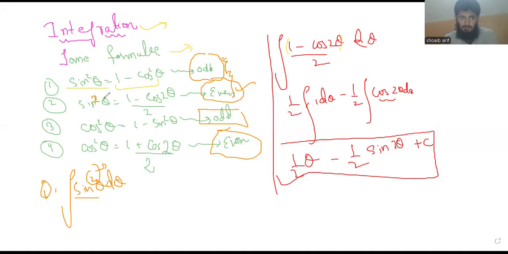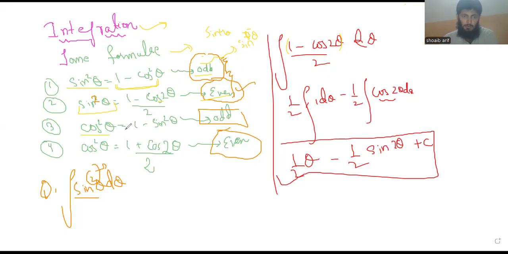Sine square theta is equal to 1 - cos square theta, and another formula is sine square theta is equal to 1 - cos 2 theta divided by 2. This formula is for odd powers of sine function, meaning sine cube, sine to the power 5, sine to the power 7. This formula is applicable for even power of sine, means sine 4 theta, sine raised to the power 4, or sine raised to the power 6 or 8.